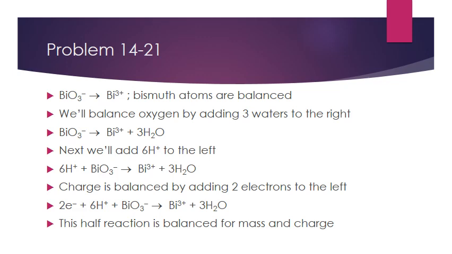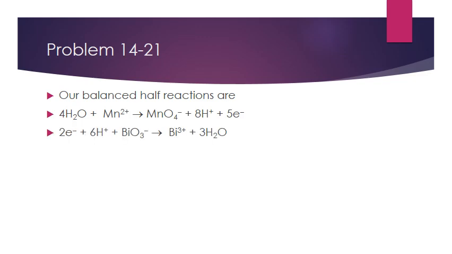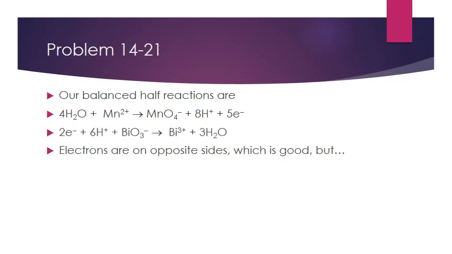Check our mass and charge. 6 hydrogens on the left, 6 on the right. 3 oxygens on the left, 3 oxygens on the right. We have a +3 on the left, +3 on the right. We're done with this half reaction. So there are our balanced half reactions.